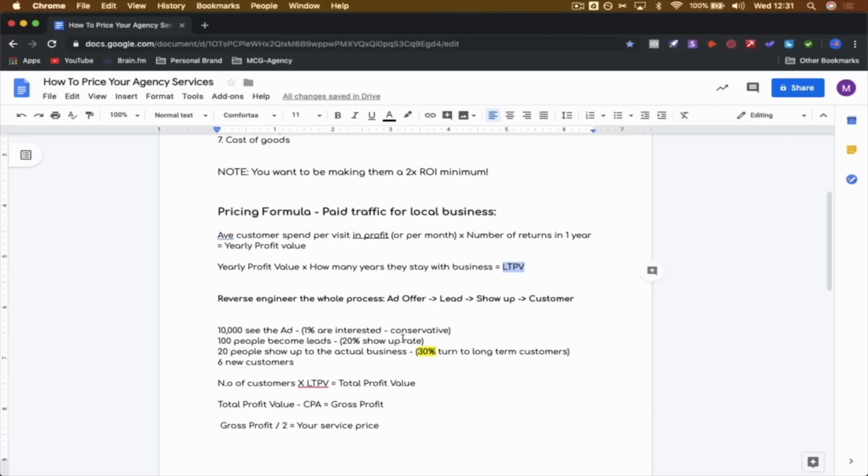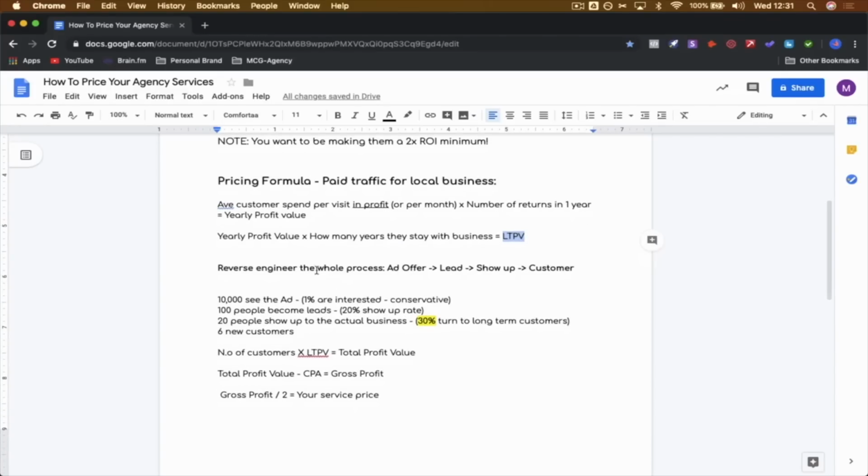Now what you want to do then is reverse engineer the whole process. So you want to take the whole process, as in you're running ads for this business, you're getting them leads, people are showing up, and then they're becoming customers. So you want to reverse that whole process. So typically here's what's going to happen if you're running ads for a local business. You're going to create some sort of offer and you're going to start running Facebook ads over on Facebook, of course.